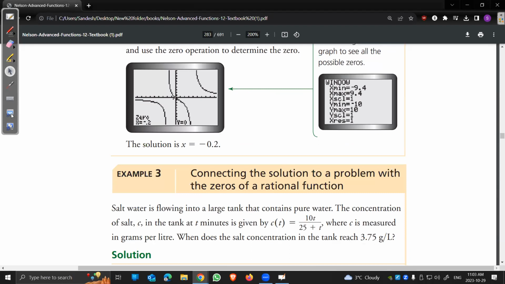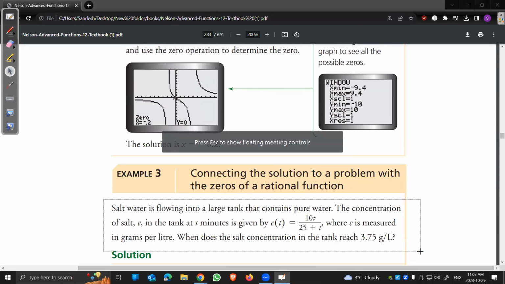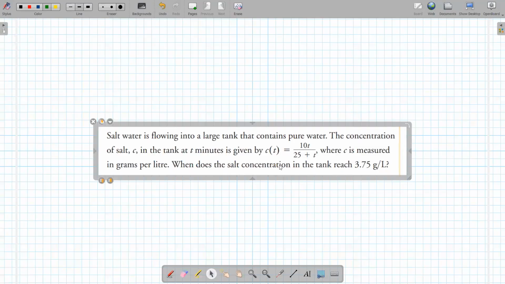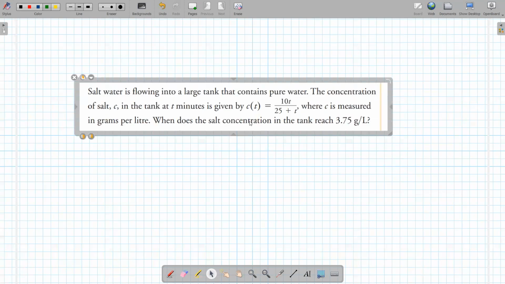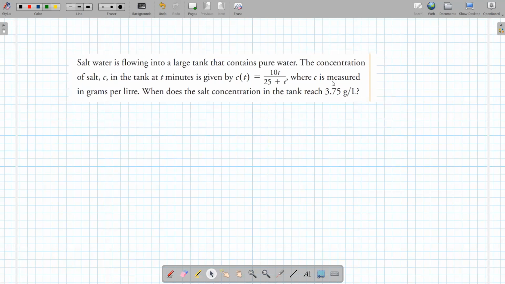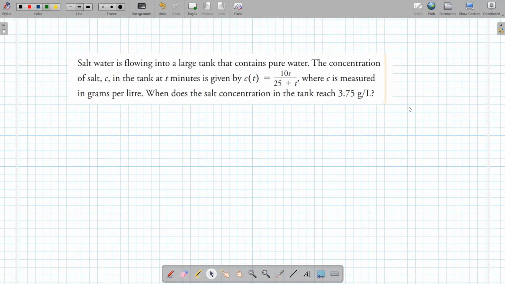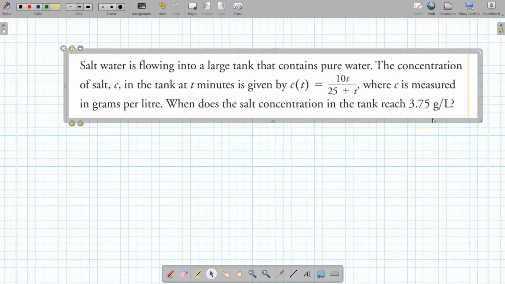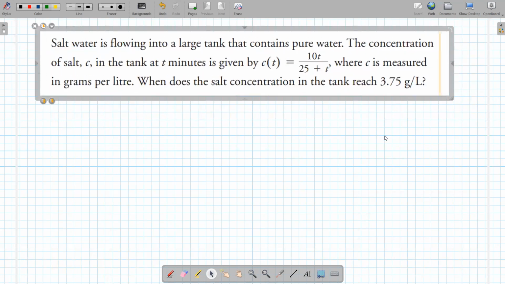Let's start with this question. So we're given an equation. It's a rational function, right? Because you have a linear on the top and a linear on the bottom. And t's time, and the y value there, c of t, that is your concentration of whatever this is, salt.